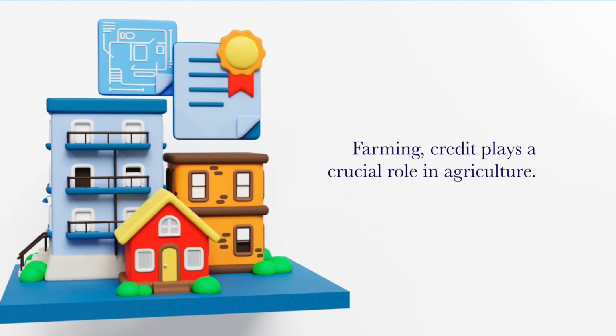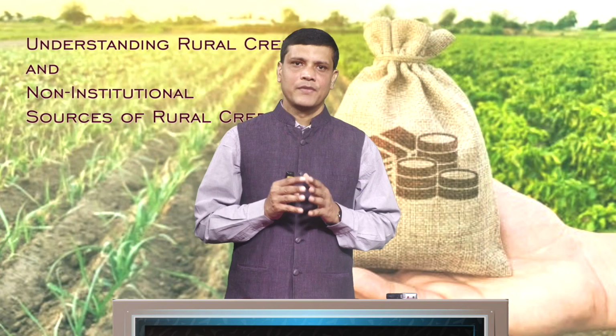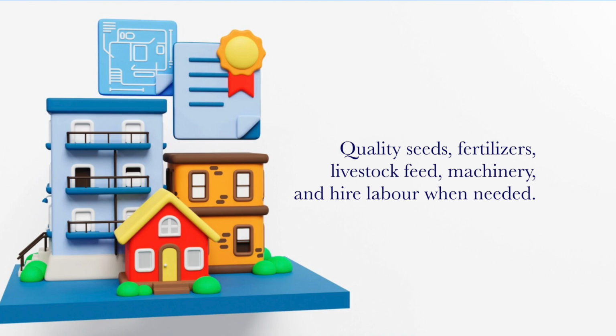The next is supporting agricultural development. Agriculture is the backbone of rural India, since most rural households depend on farming. Credit plays a crucial role in agriculture. It allows farmers to purchase quality seeds, fertilizers, livestock, machinery, and hire labor when needed. This financial support boosts agricultural productivity, improves crop quality, and helps farmers adopt modern and sustainable farming methods.